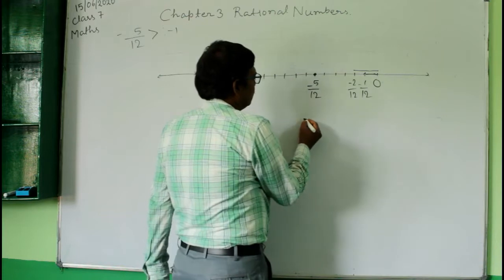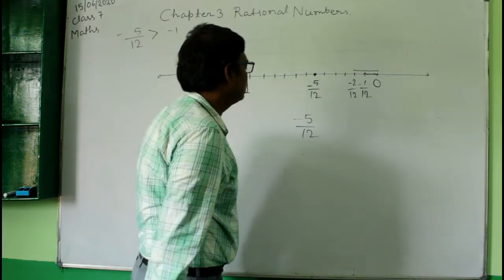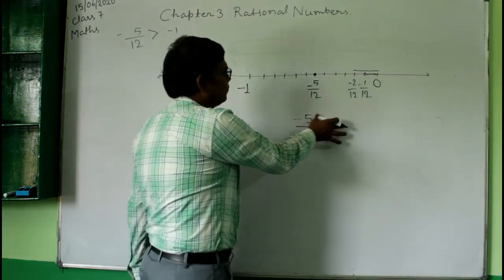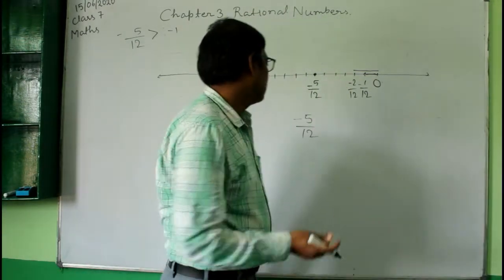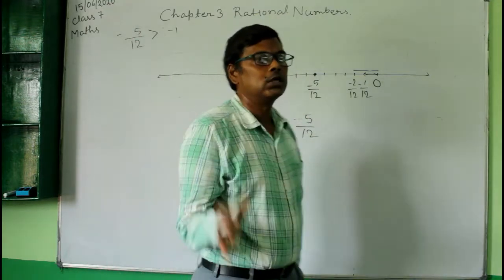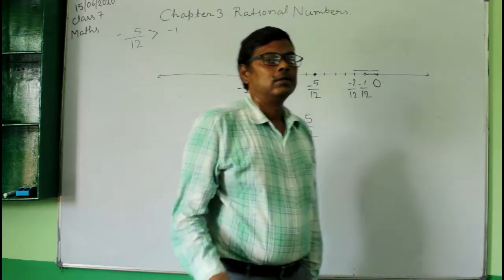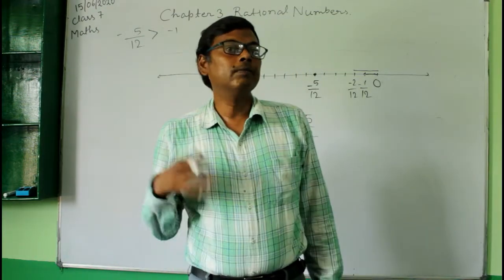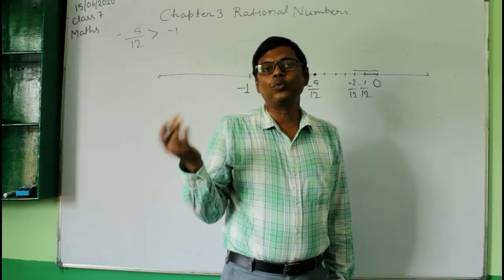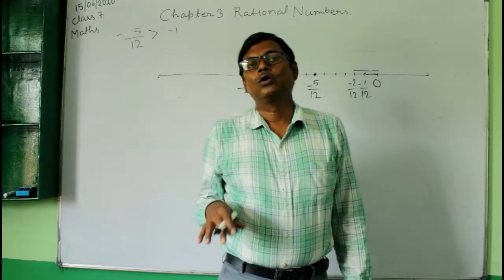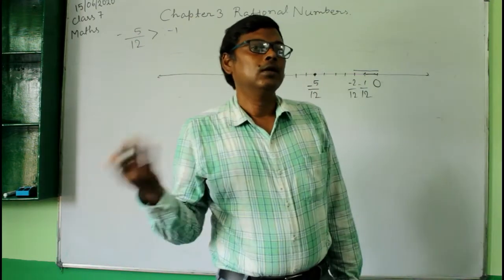For example, minus 5 by 12. This is the standard form, because between 5 and 12 there is only one factor which is common, that is 1. So 5 and 12 are co-prime numbers. Don't confuse with prime numbers. Actually, here 12 is not a prime number, but 5 is a prime number. But there is nothing to do with prime numbers here. When we say co-prime, any two numbers will be co-prime when they don't have any factor common other than 1. And the numbers may be prime or composite.